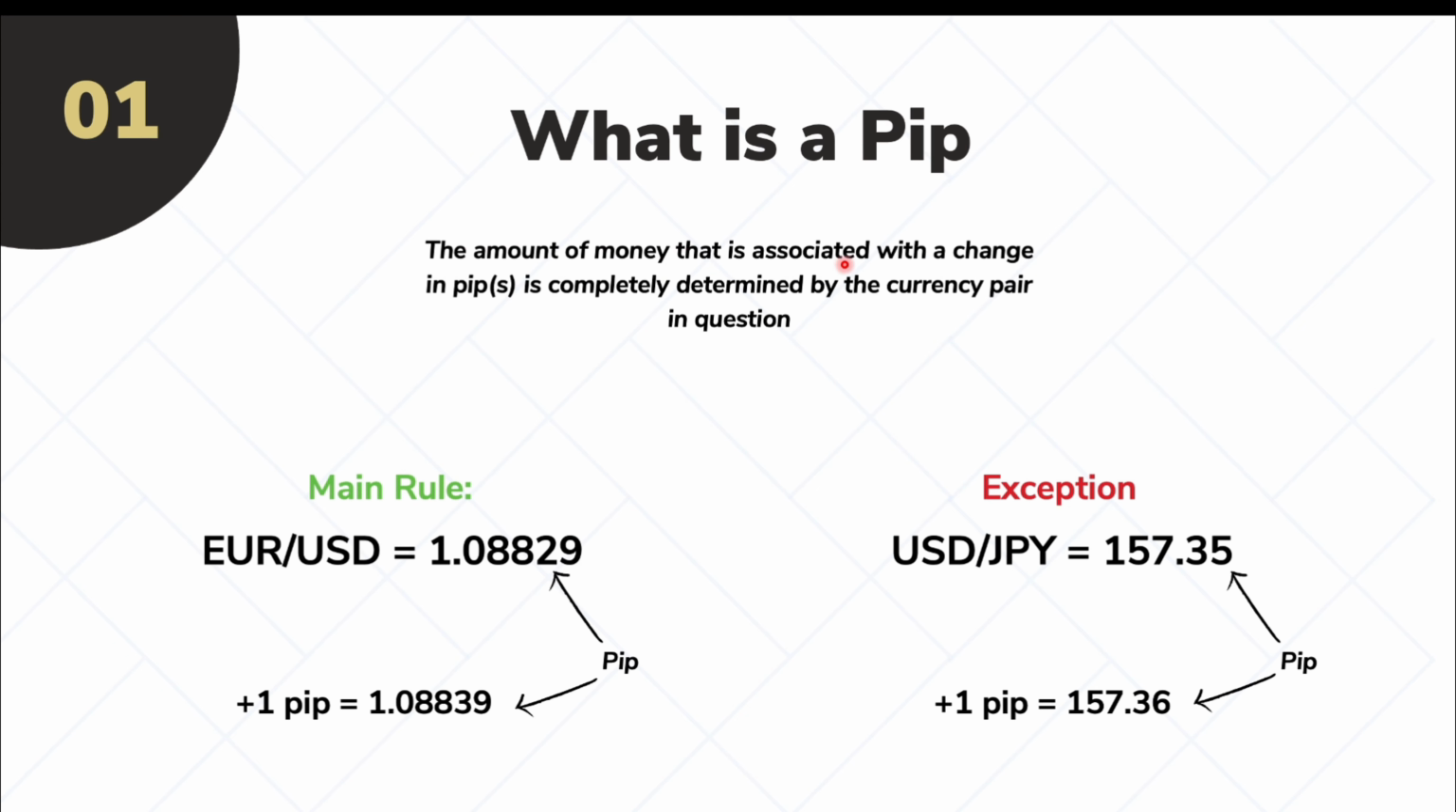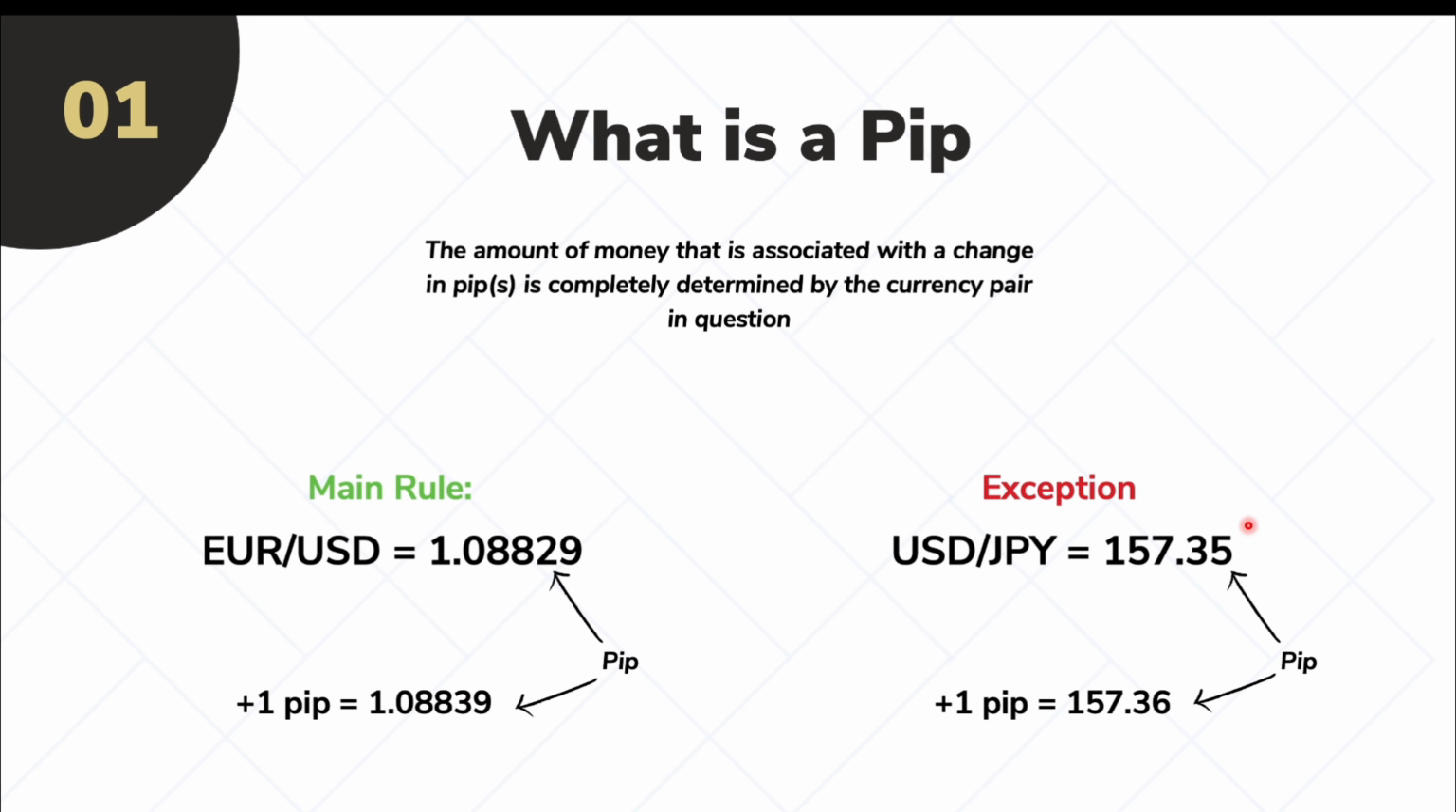The amount of money that's associated with the change in pips is completely determined by the currency pair in question. So the main rule for Forex pairs is what we just discussed. The 4th place after the comma. So when you go plus 1 pip, it goes from 1.08829, it goes to 1.08839.